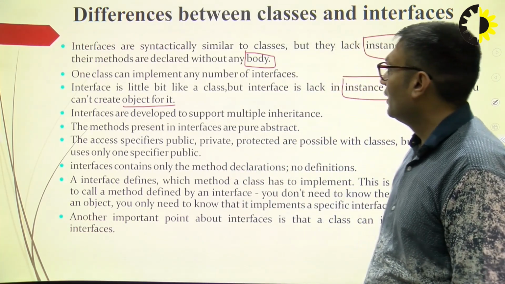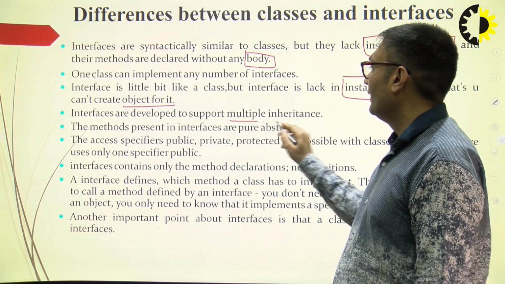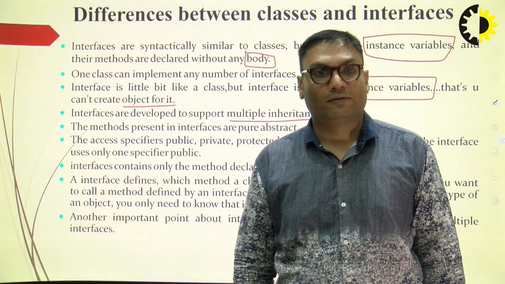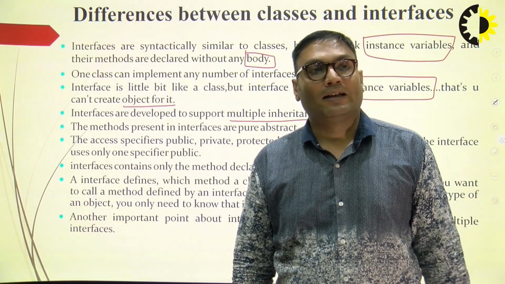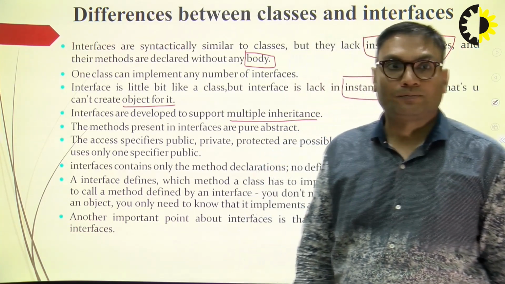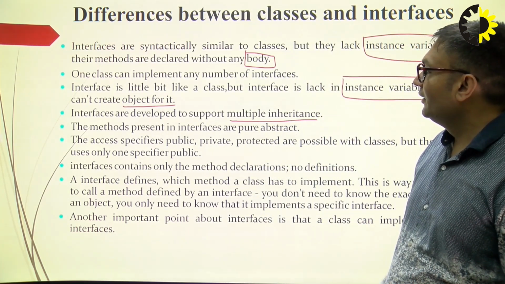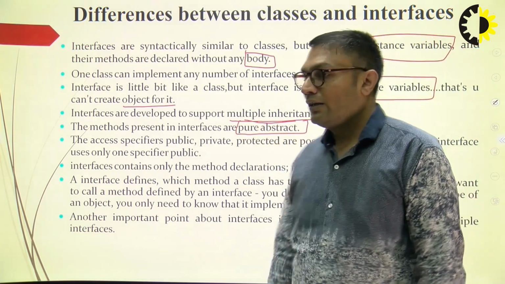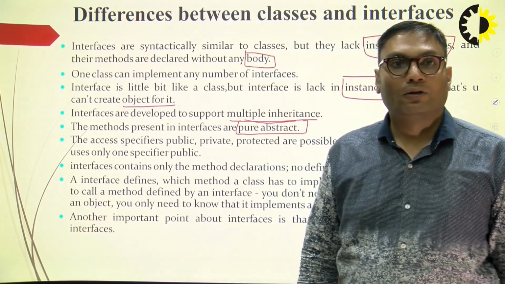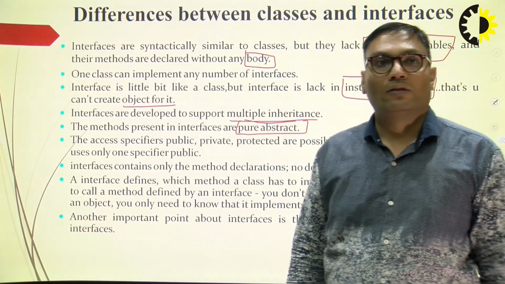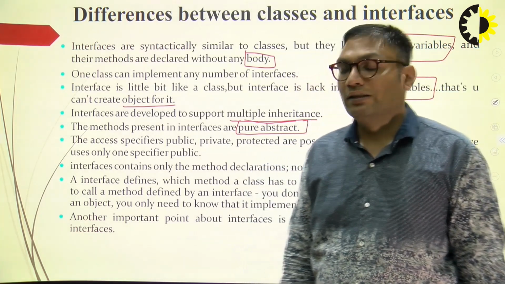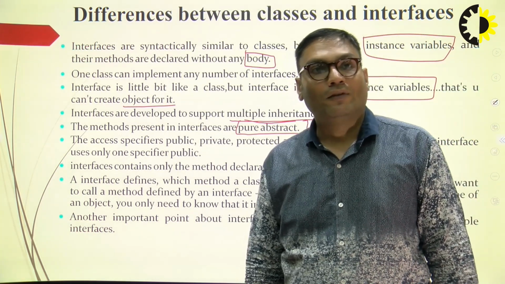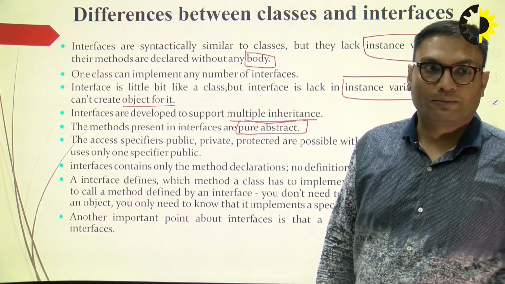Interfaces are developed to support multiple inheritance. As we know that multiple inheritance is not supported by Java, the alternative to multiple inheritance is interfaces. The methods present in an interface are pure abstract methods. As we know that an abstract method doesn't have its body, in a similar manner, the interfaces have methods that are abstract methods, or you can say pure abstract.